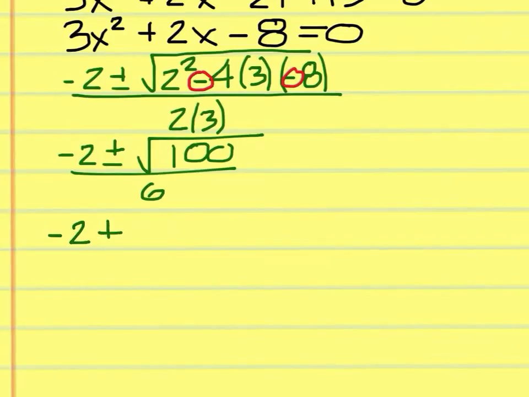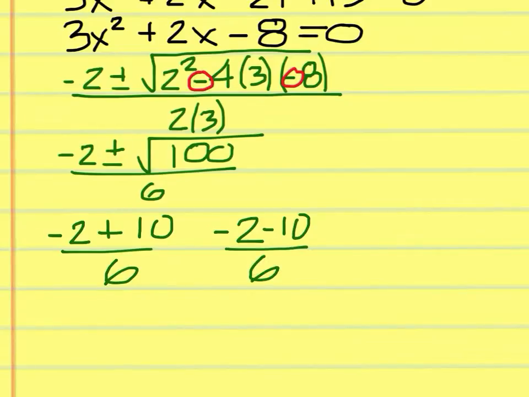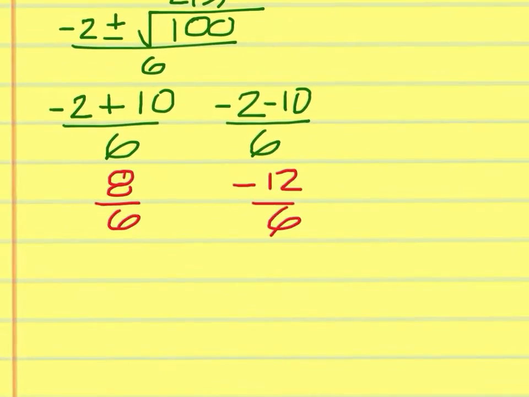Negative 2 plus 10 over 6. And remember, the square root of 100 is 10. That's where that comes from. And negative 2 minus 10 over 6. So in the first case, you have 8 over 6. And in the second case, negative 12 over 6. That first one on the left simplifies to 4 over 3. And then the other one is a negative 2.